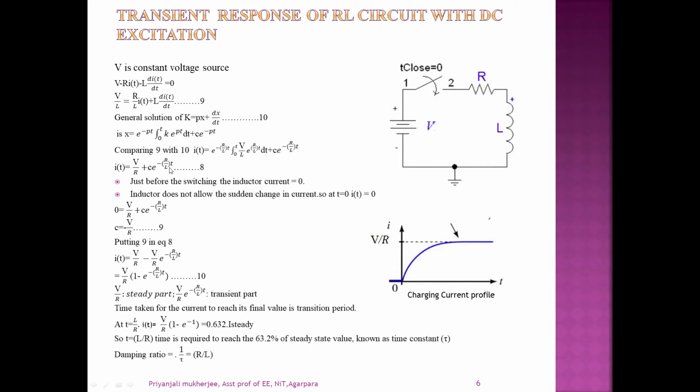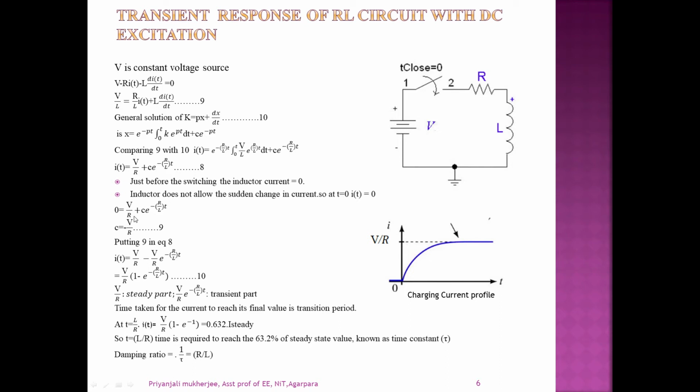Now, just before the switching, the inductor current is equal to 0. According to the inductor property, it does not allow a sudden change in the current, so at t equal to 0, i(t) is also 0. From this equation, i(t) becomes 0, equal to V/R plus C e to the power minus (R/L)t. Equating this, we find the value of the constant C is equal to minus V/R.